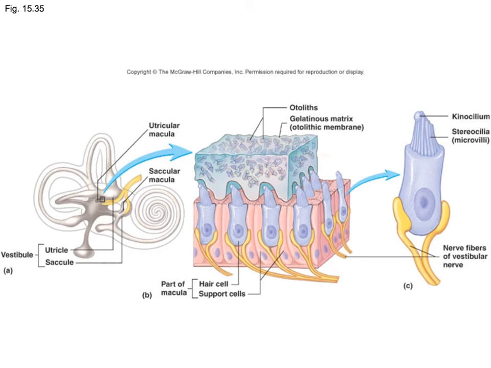The saccular macula would become flat like this if the individual was to lay down. And as we suggested before, you would know when your head was higher than your feet, when your feet were higher than your head, when you were rolling out of the bed to the right, rolling out of the bed to the left. And again, the saccular macula would look exactly like this: hair cells, supporting cells, making a table with a gelatinous matrix on top.